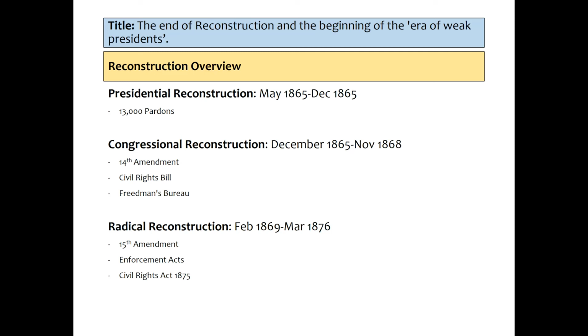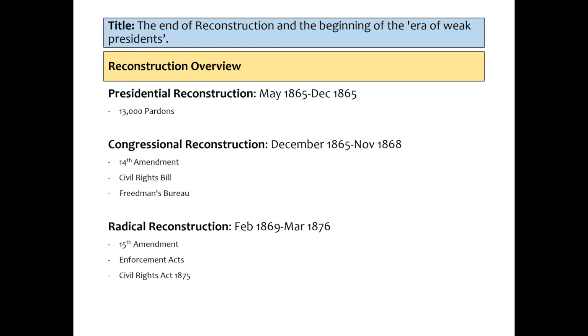That's where Congress passes the 14th Amendment, despite the vetoes of Andrew Johnson, and forced through the Civil Rights Bill and the Freedmen's Bureau reinforcement. The Freedmen's Bureau was an attempt to forcibly bring about the southern states to recognise African Americans' right to vote. And again, it fails and leads to a period that we now call Radical Reconstruction from February 1869 to March 1876. Andrew Johnson is not re-elected.